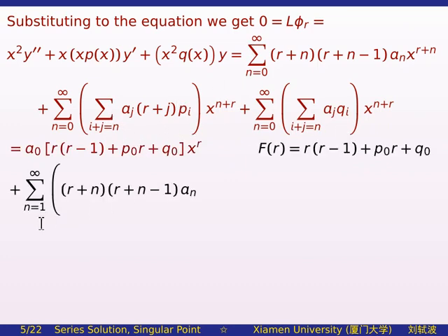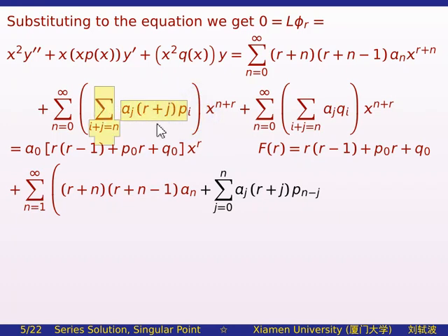Now the other terms are n from 1 to infinity, and the coefficient is computed as follows. This is the coefficient of x to the r plus n in the first series: r plus n, r plus n minus 1, then a n. And for the second series, it is the coefficient of x to the n plus r, which is the summation over all i, j with i plus j equal to n, of a j, r plus j, q i.